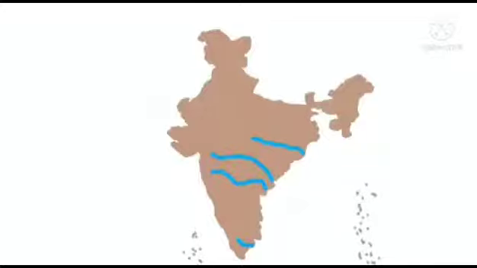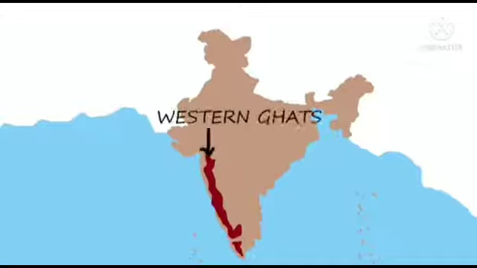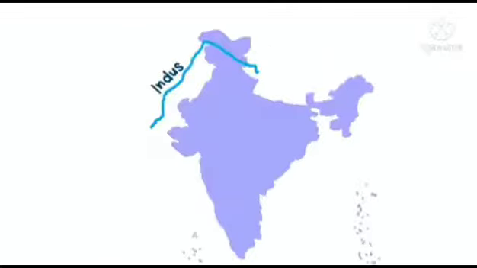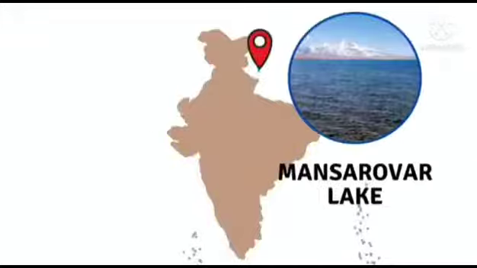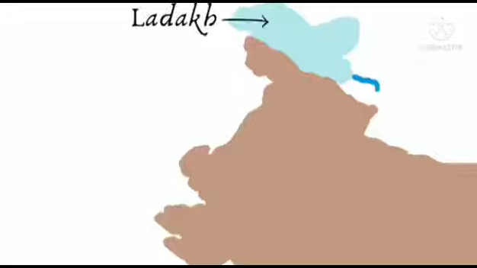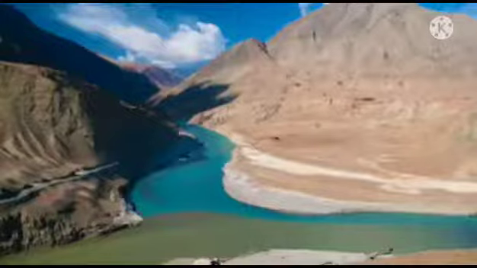Now, this is the Western Ghat and Bay of Bengal, rivers are flowing in the Himalayan. Now the Indus, Ganga and Brahmaputra are the three big rivers, and the Indus originates from Mansarovar on the Tibet side and enters in Ladakh. Okay, and this is the picture of the Ladakh area from where it enters.